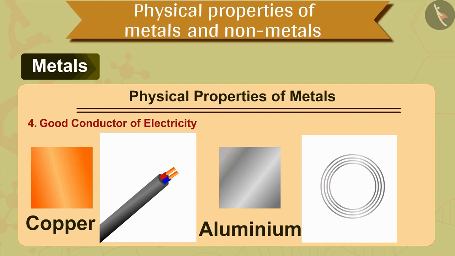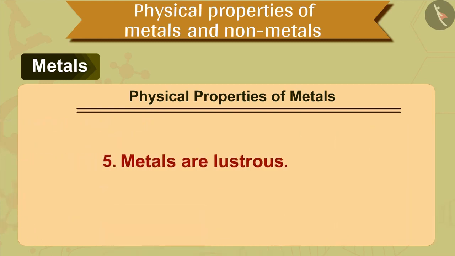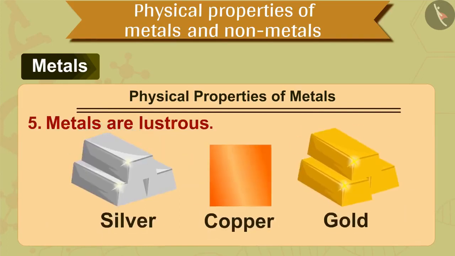The next, fifth property of metals is that metals are lustrous. That is, they have a shiny surface and also they can be polished. For example, gold, silver, and copper.